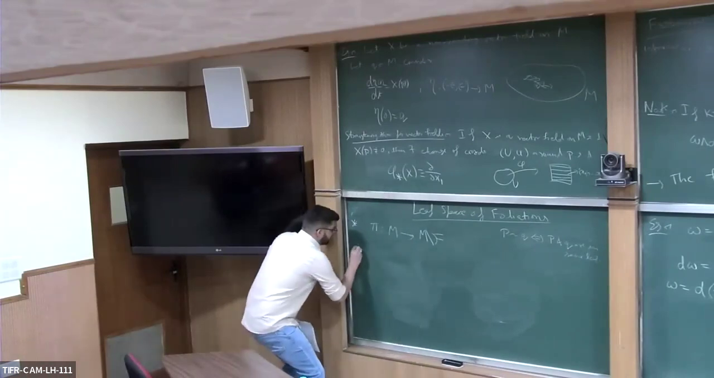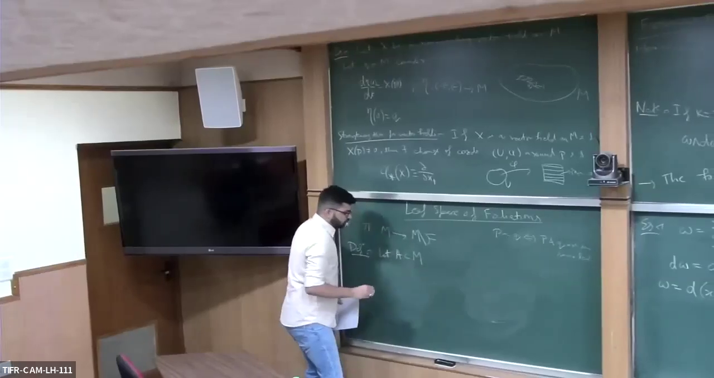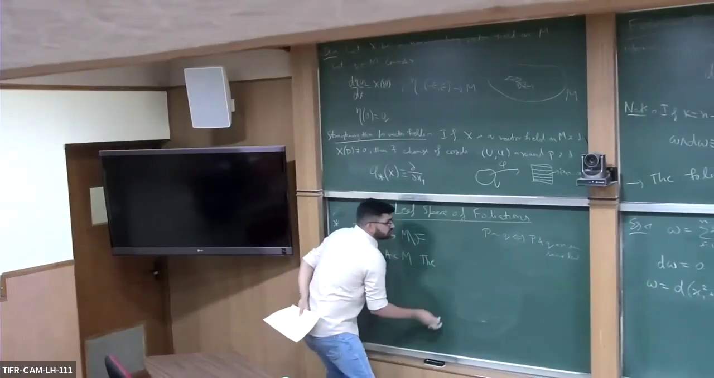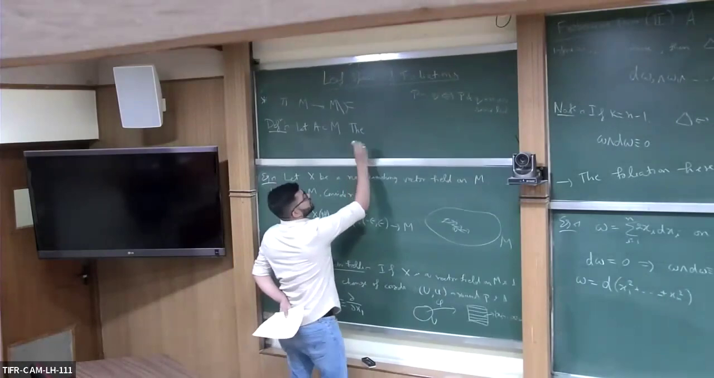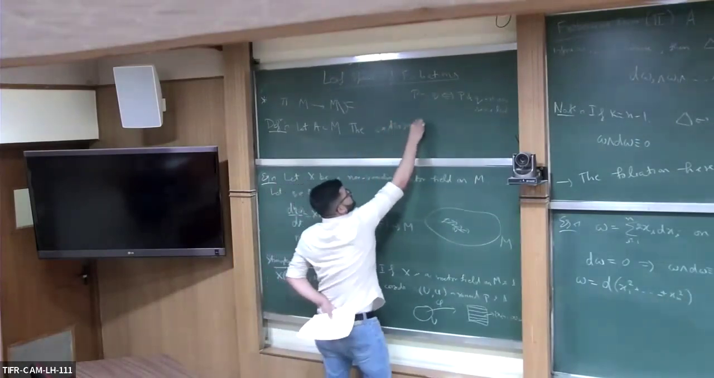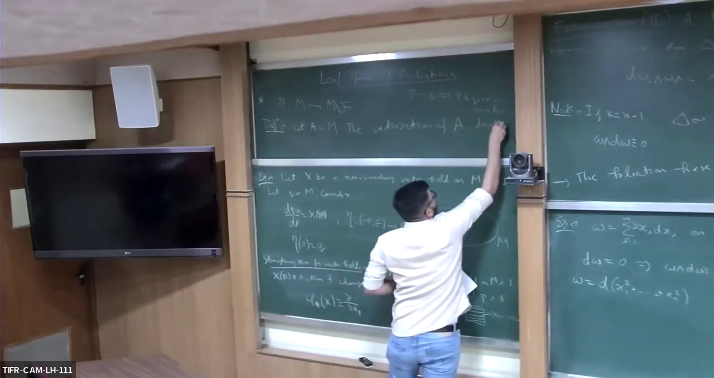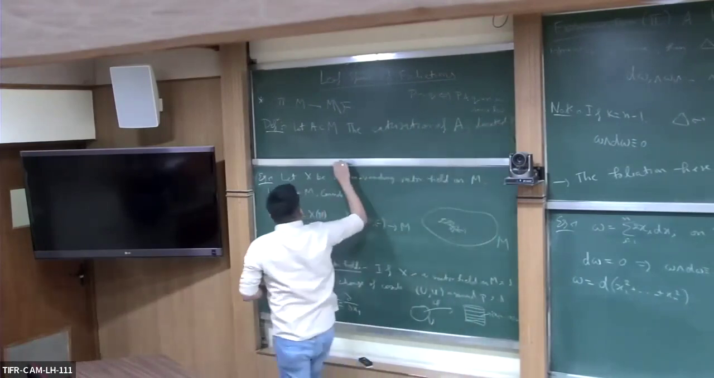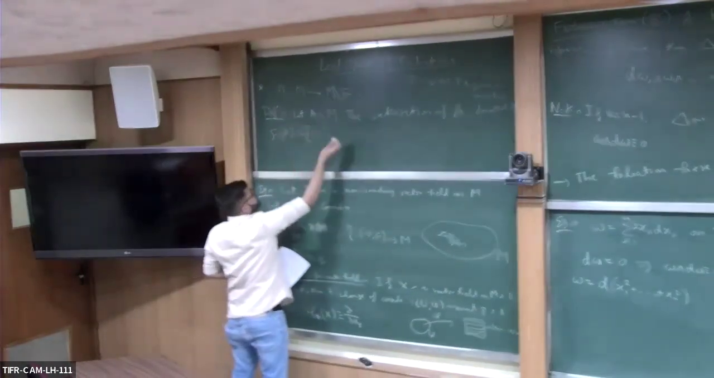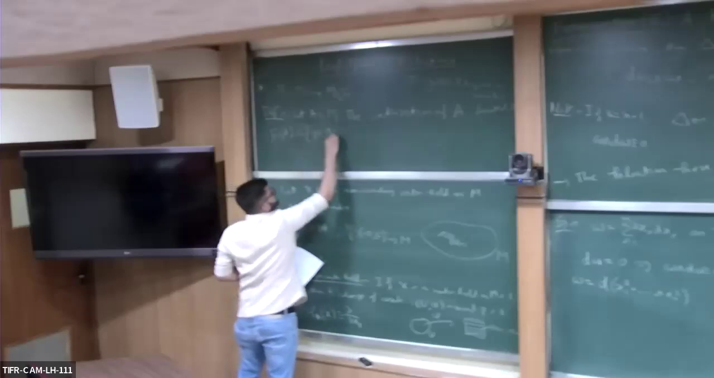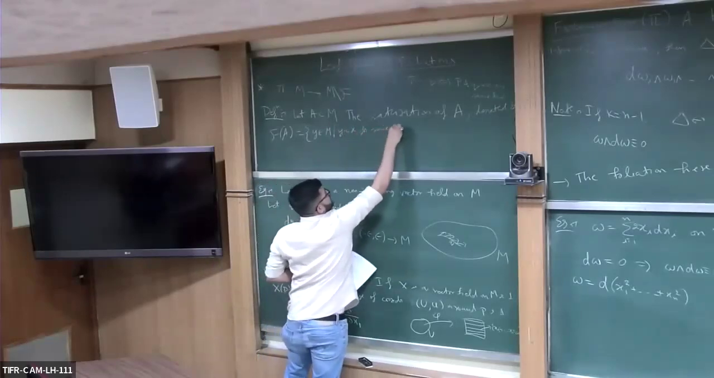Okay, let's start with the definition. Let A be a subset of the manifold M. The saturation of A, denoted by FA, is by definition the set of all points y in M such that y is equivalent to x for some x in A.